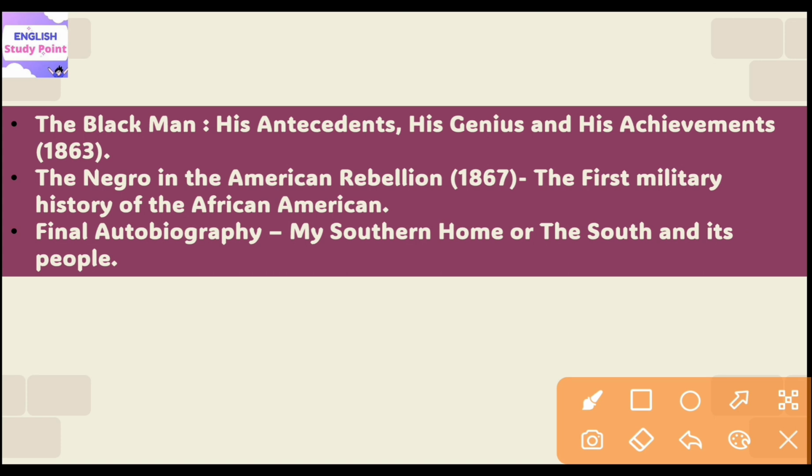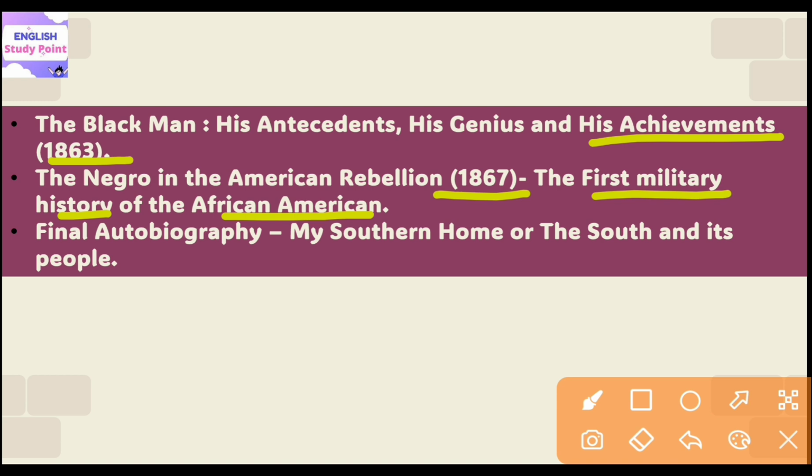First is titled The Black Man, His Antecedents, His Genius and His Achievements, published in the year 1863. Another work, titled The Negro in the American Rebellion, was published in the year 1867. This is considered to be the first military history of the African American. So these two works are based on history.